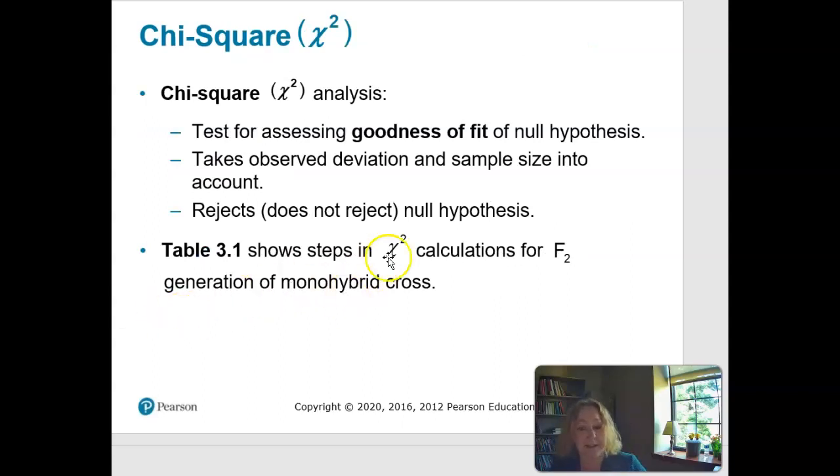So a chi-square analysis is a goodness of fit test for your null hypothesis. It takes observed deviation and sample size into account. It rejects, or fails to reject, the null hypothesis. It's very confusing. You want your null hypothesis to be rejected. This is what you want.